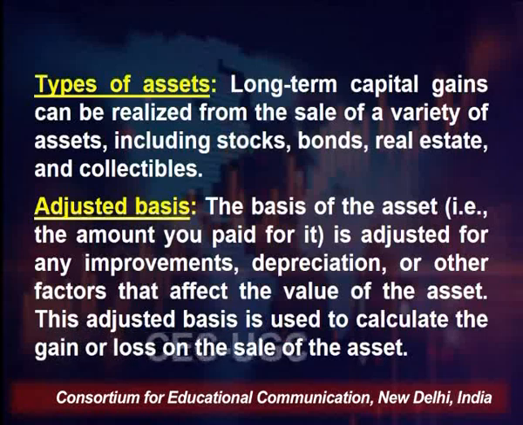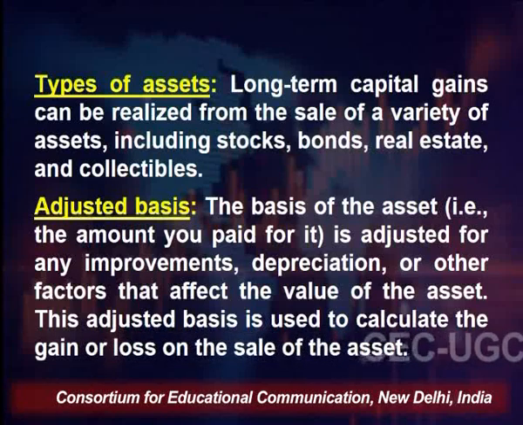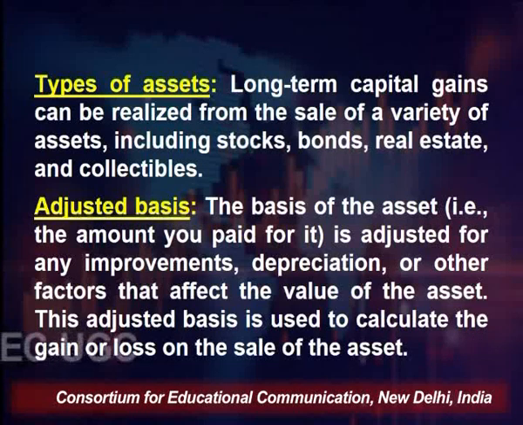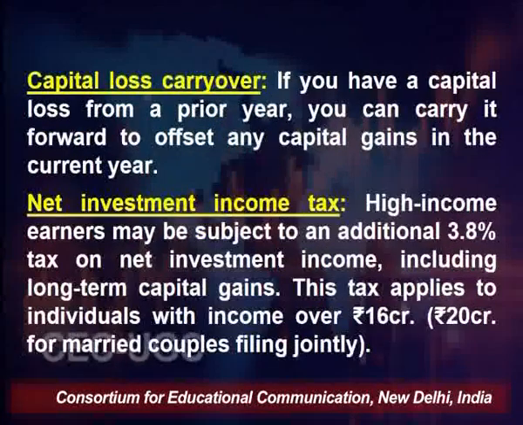Long-term capital gains can be realized from the sale of a variety of assets, including stocks, bonds, real assets, and collectibles. Then we have the adjusted basis. The basis of the asset is adjusted for any improvements, depreciation, or other factors that affect the value of the asset. This adjusted basis is used to calculate the gain or loss on the sale of the asset.